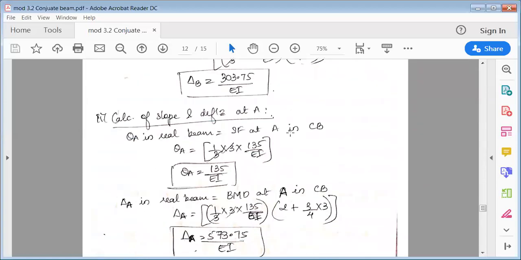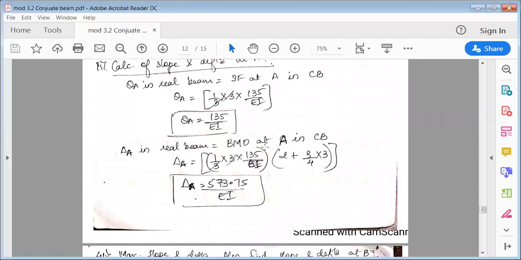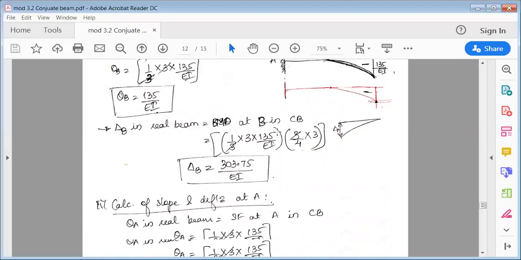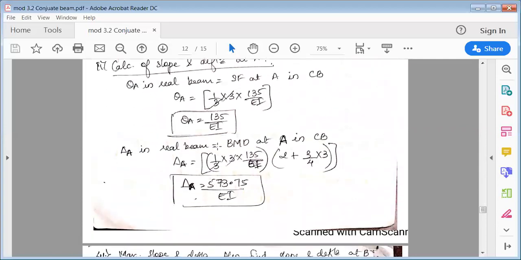Next is delta A. Delta A in the real beam is equal to the bending moment at A in the conjugate beam. Again it is 1/3 of base into height, then the CG at 3/4 of 3. Since you're finding the bending moment with respect to A, you have to add 2, so 3/4 of 3 plus 2. So theta A would be maximum. That's how you solve this.